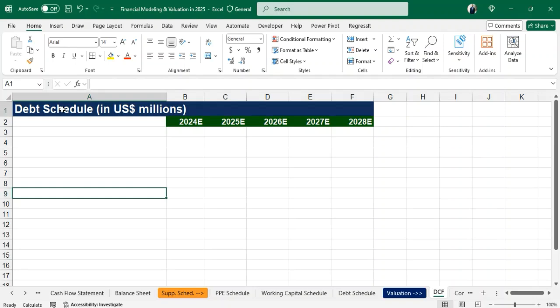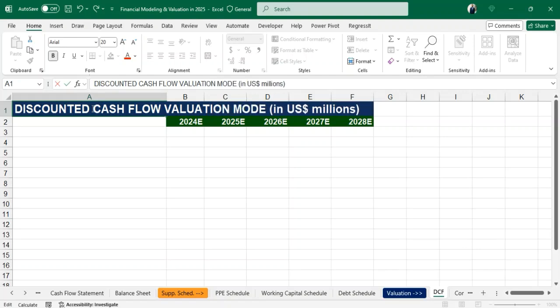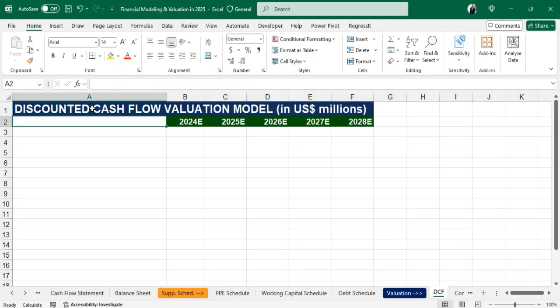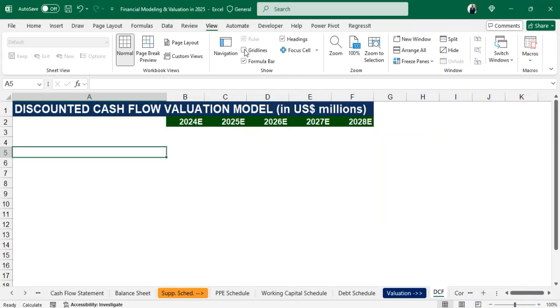Alright, then we'll also change the name of this. This is going to be discounted cash flow valuation model. Alright, so we would have that. And finally, I want to turn off the grid lines so that everything can be clearly seen. So I'll come to my view tab here, and then on the view tab I'll uncheck the grid lines there, and then this will turn off my grid lines.